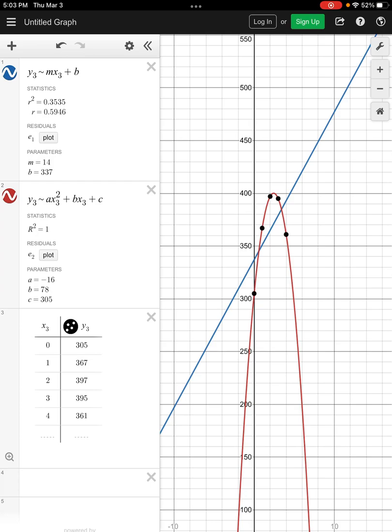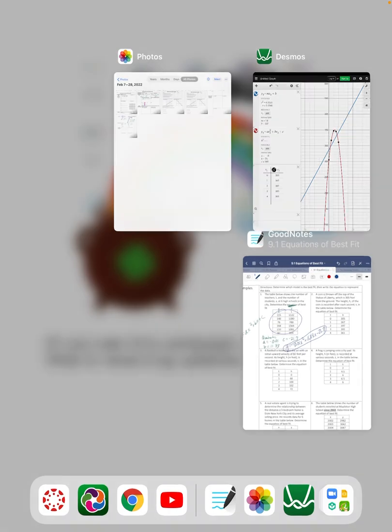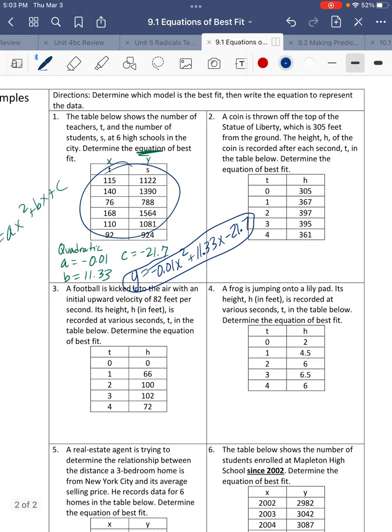So I am going to write down the A, B, and C. So negative 16, 78, and 305. And I'm going to write that down on our test here. So we got y equals negative 16x squared plus 78x plus 305. And that is the equation of best fit.